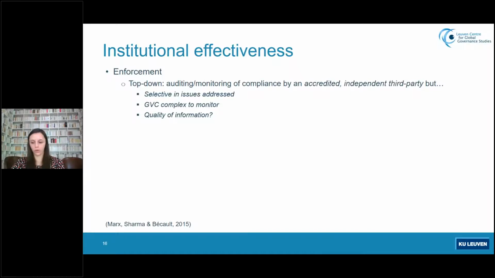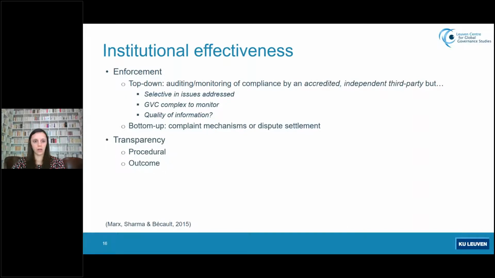Okay, so that was for top-down enforcement. But VSS also have bottom-up mechanisms for enforcement. This mainly involves complaint mechanisms and dispute settlement. So this means that any producer or firm can report non-compliance with the standards, and complaint procedures or dispute settlement mechanisms exist to solve those issues.